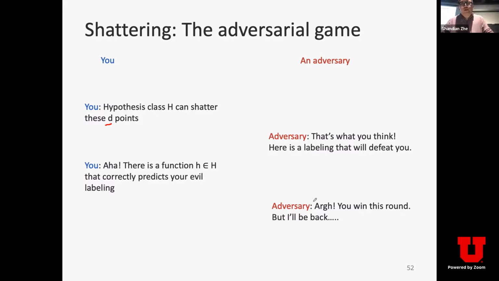If the adversary provides some really evil labeling for which you fail to find any classifier in your hypothesis space that correctly predicts it, then you lose, and you have to admit that your hypothesis class actually cannot shatter this set of points. Does it make sense?